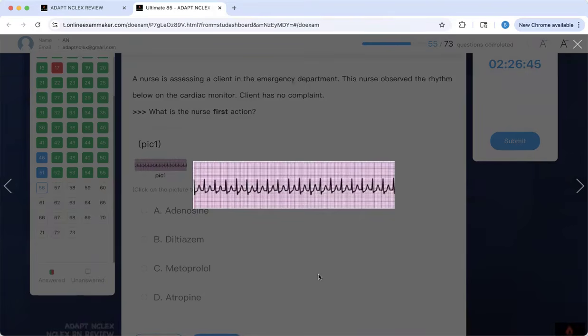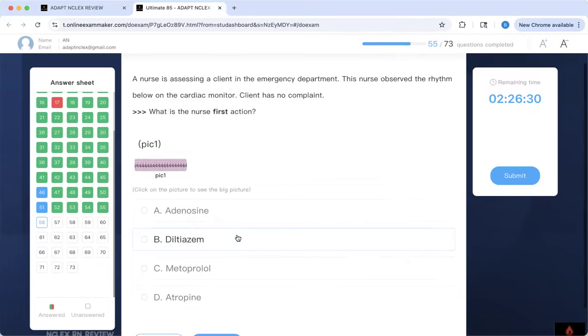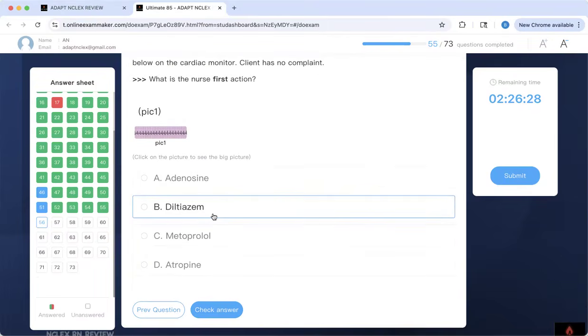The nurse is assessing the client in the emergency room. The nurse observes the rhythm below. The client has no complaint. Is this normal? I can tell you it's not normal. If this is not normal, it's more than sinus tachycardia. This is what we call SVT. If this is SVT, what is the treatment for that?